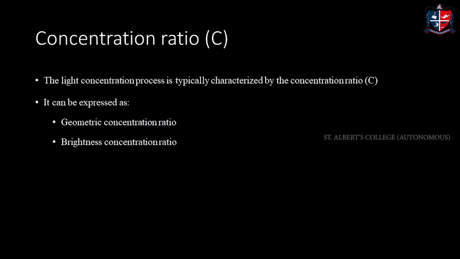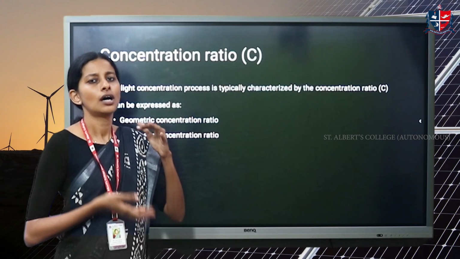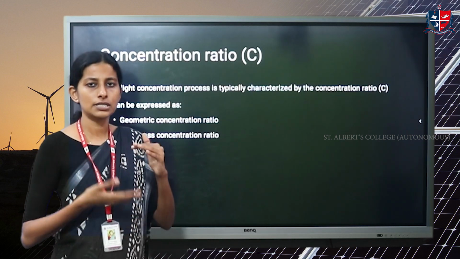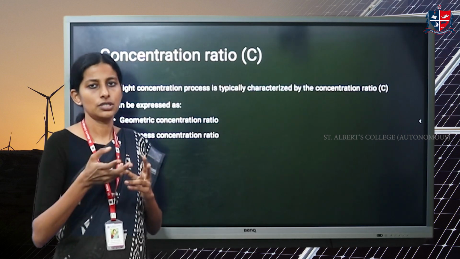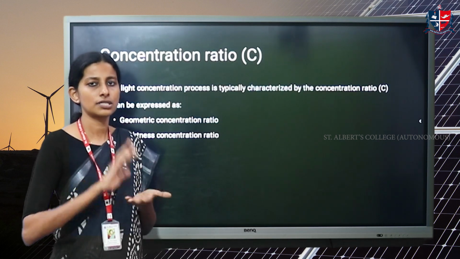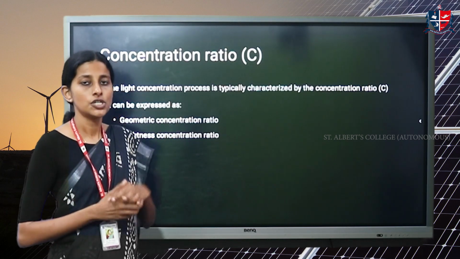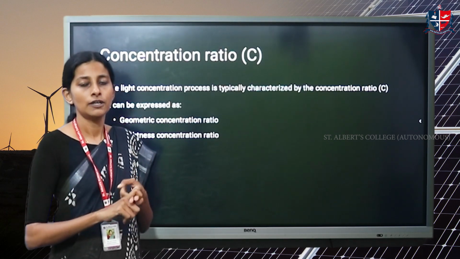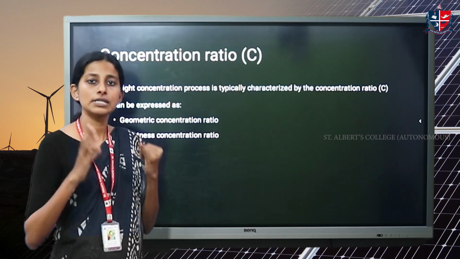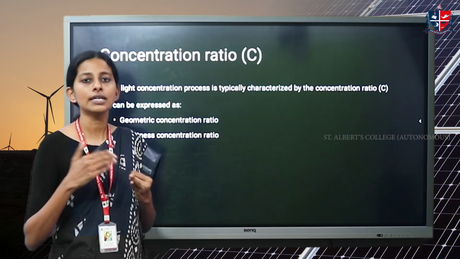Okay. The third term is the concentration ratio. Now, ratio, we know, is always a numerator by denominator. It is a fraction. It has a numerator and a denominator. It is a ratio of any two terms. So what are the two terms here? Concentration is being done, so it is a ratio of two areas. Which are the two areas which we studied here? One is the aperture and the other one is the absorber.